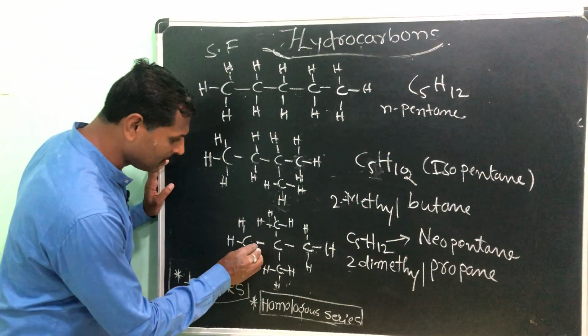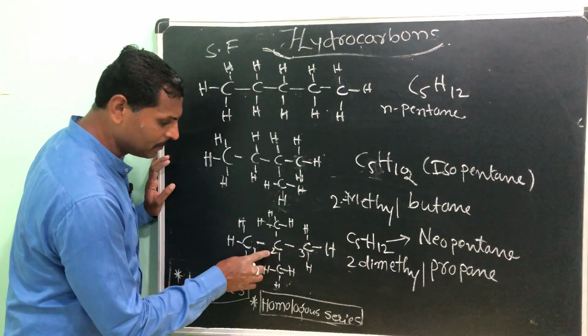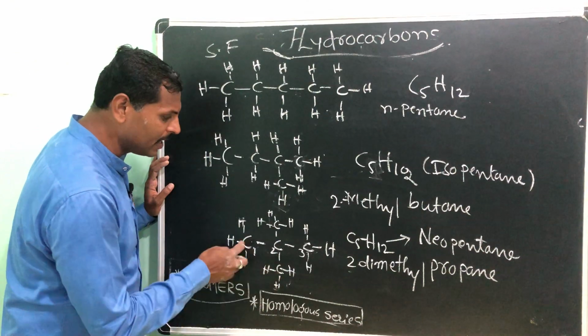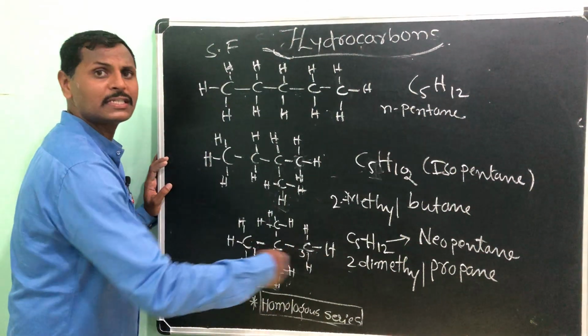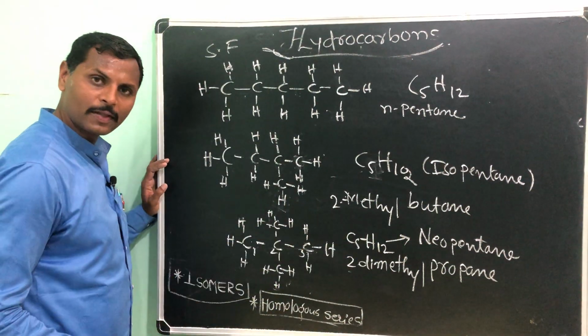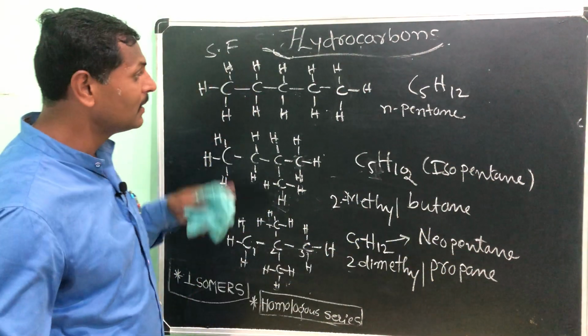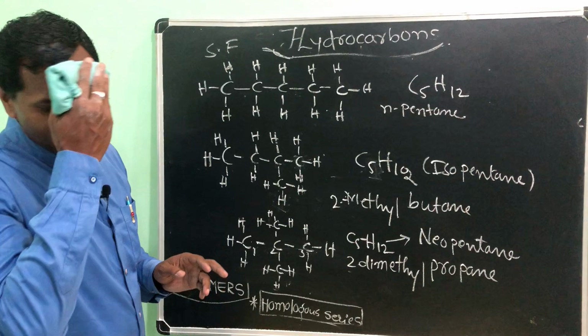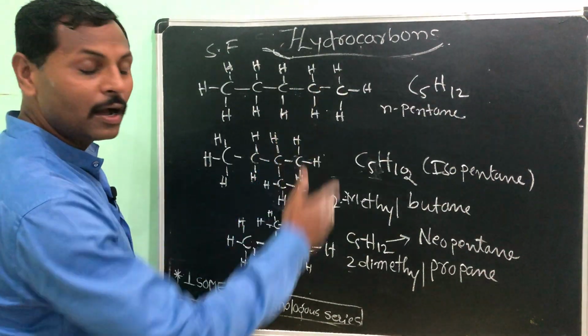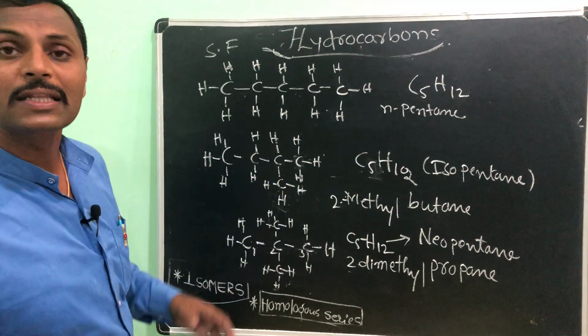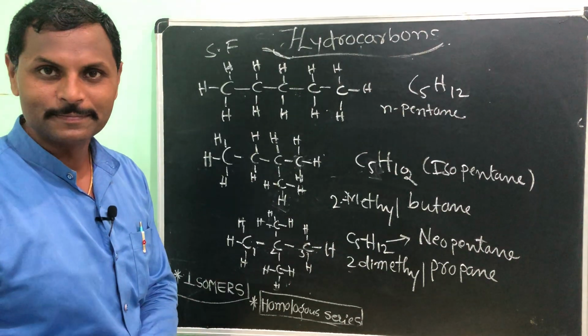Here you can place the position of a methyl. 2,2-dimethyl propane. It's a propane, no? Single chain, straight chain is prop. 2,2-dimethyl propane or neopentane. Like this, 3 totally. How many? 3 isomers for the pentane you can take.